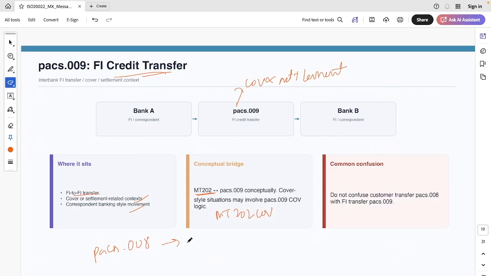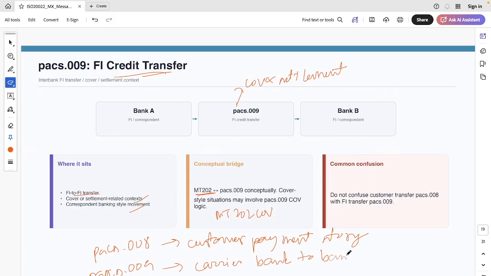PACS.008 carries the customer payment story, whereas PACS.009 carries your bank to bank money movement story. Okay.